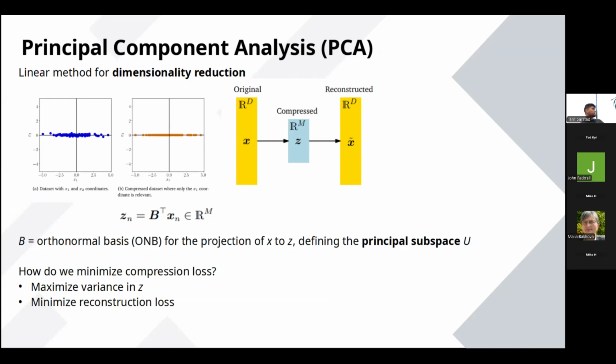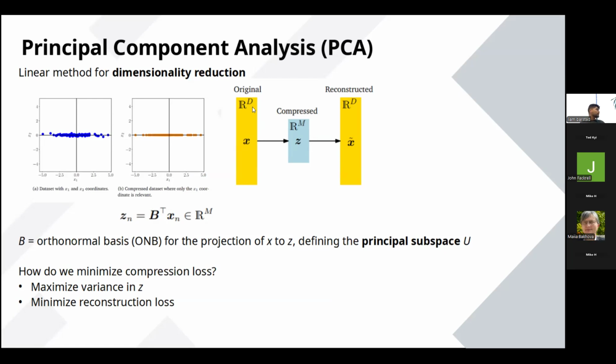PCA basically does that via this equation here, where we take this orthonormal basis, or ONB, and multiply it by the original data points to get this encoded representation, basically. This orthonormal basis defines the principal subspace in this case.